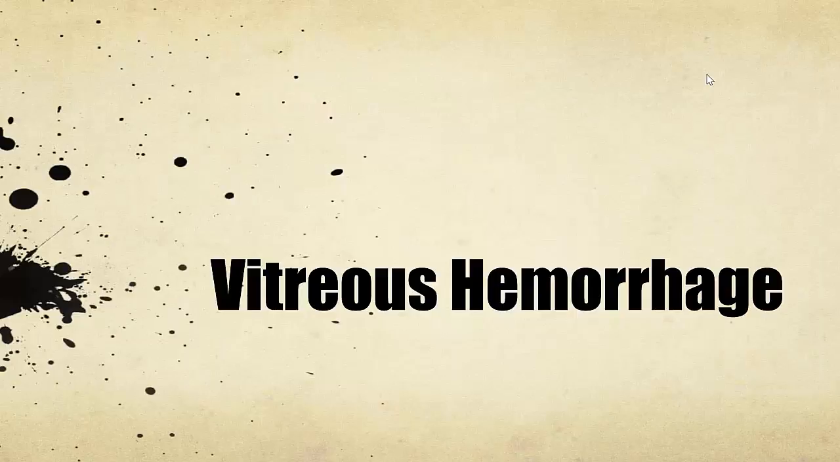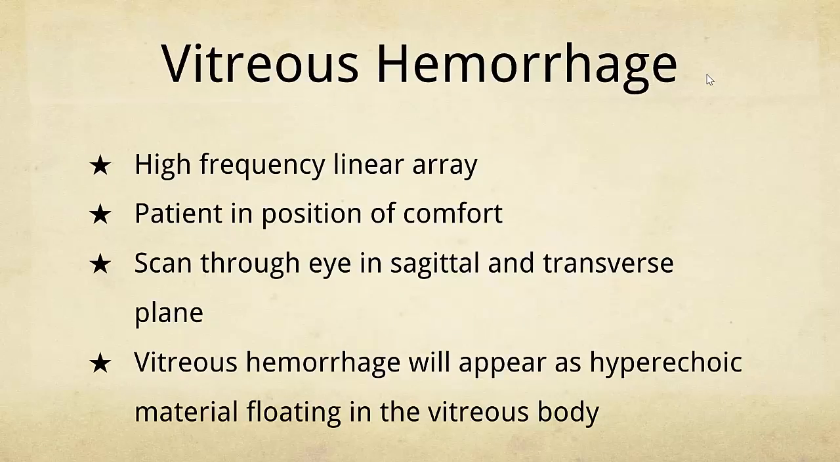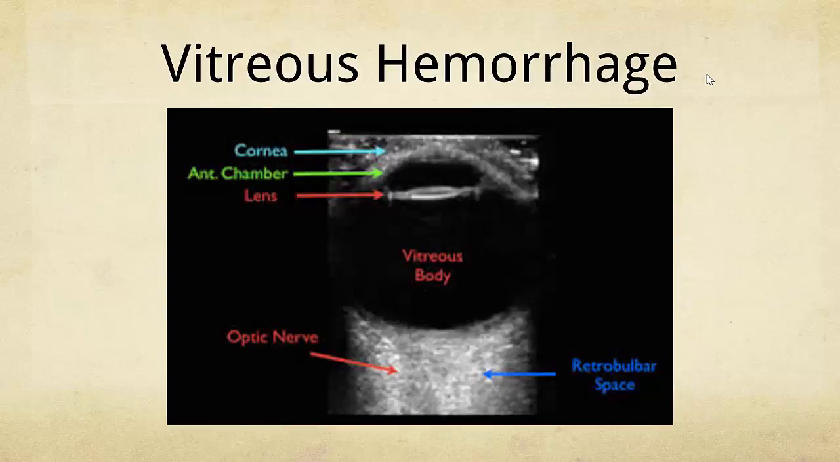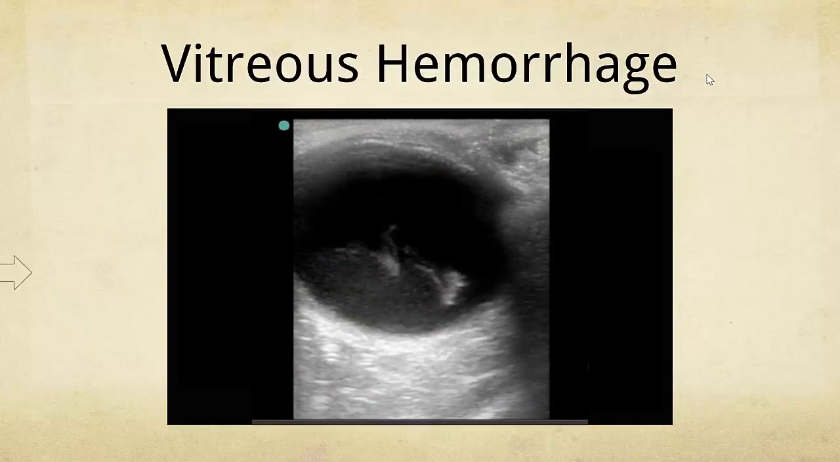We also use ultrasound to evaluate for vitreous hemorrhage. Again, we're going to be using our high-frequency probe, scan through the eye. Vitreous hemorrhage is going to appear as a hyperechoic material floating in that vitreous body. Remember, there's our vitreous body. That should be hypoechoic, should be nice and black. But if you have a vitreous hemorrhage, you're going to get some hyperechoic stuff floating around in there.